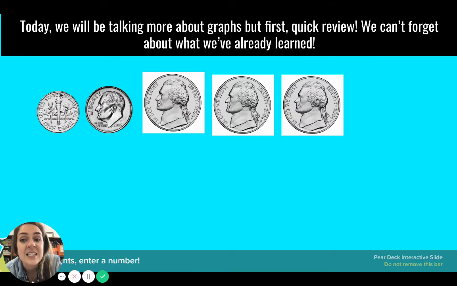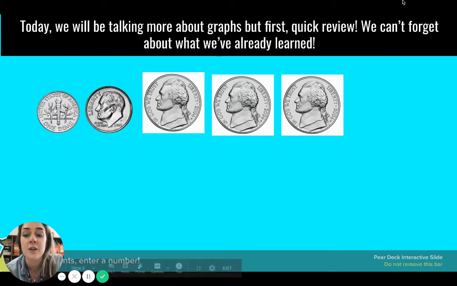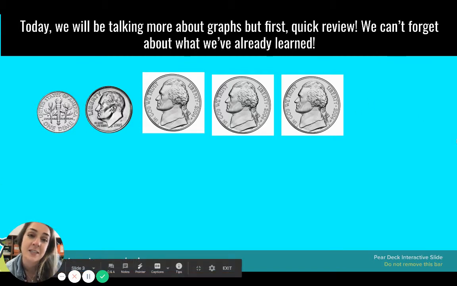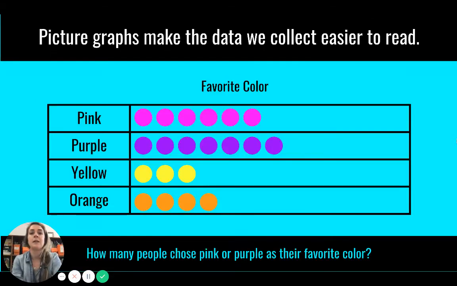Count with me. Oh, wait, another important thing is you always want to start counting with the highest value coin. So I don't want to start with the nickels. I want to start with the dimes. That just makes my job of counting just a little bit easier. So here we go. 10, 20, 25, 30, 35. So the value of this page is 35 cents. Good. We'll keep doing that.